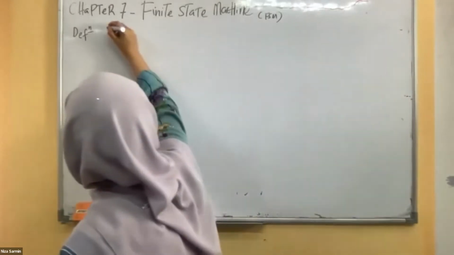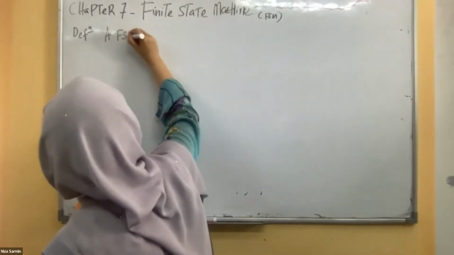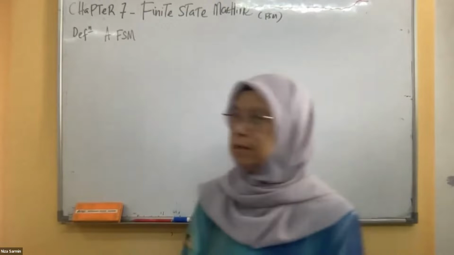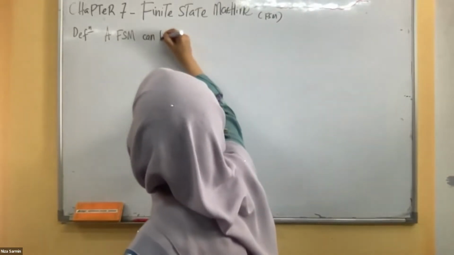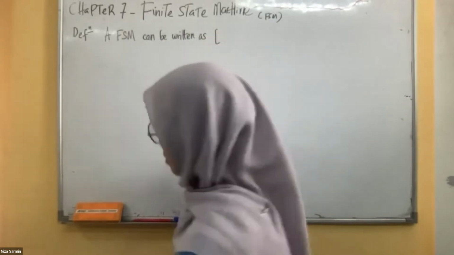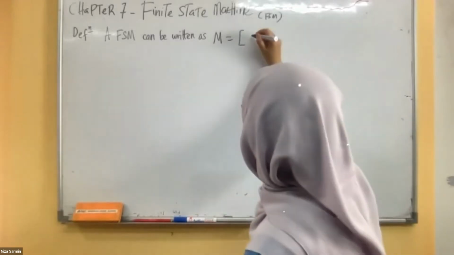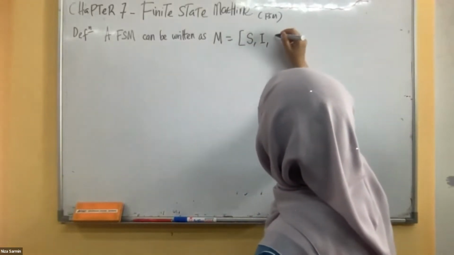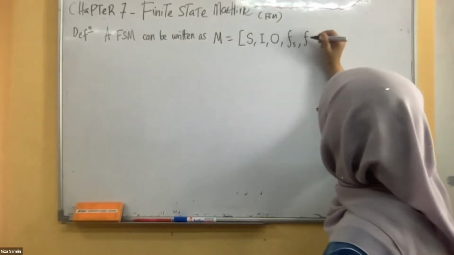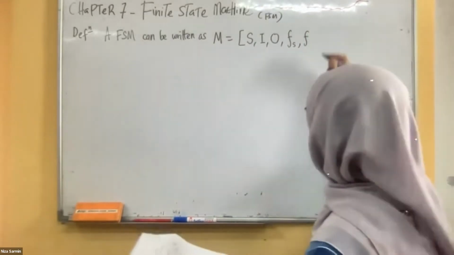Okay, a finite state machine can be written as M. S is the set of states, I is the input, O is the output, and then we have the function on S. We also have another function on the output.